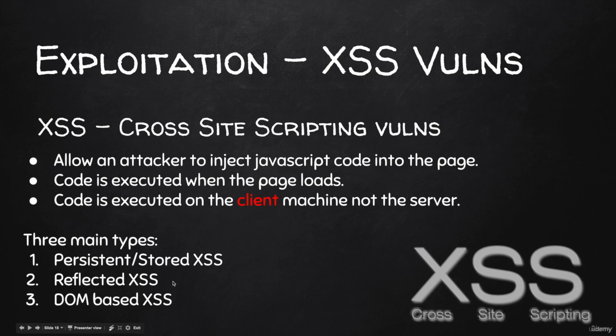There are three main types of XSS vulnerabilities: persistent or stored, reflected, and DOM-based. The stored XSS gets stored into the database, so the code that you inject will be stored into the database or into the page, so that every time any person views that page, your code will be executed.